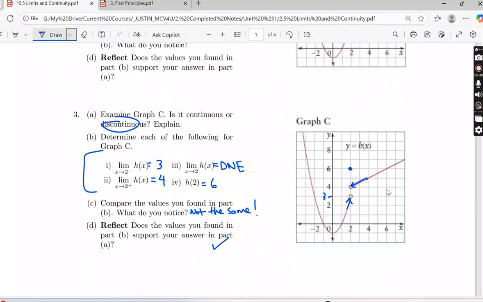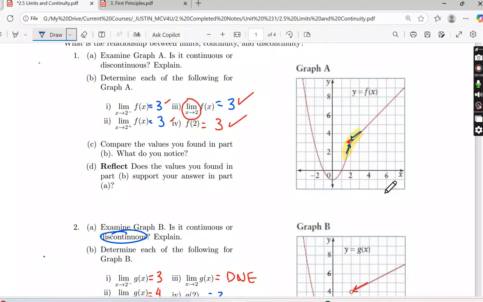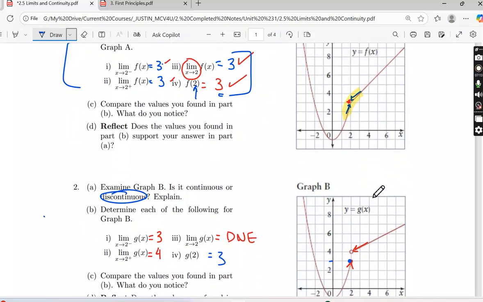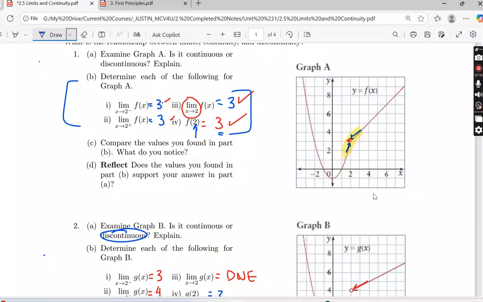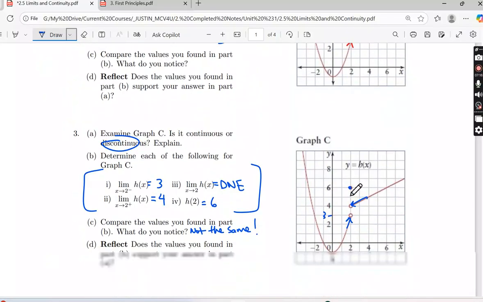So it's saying that if the limit as x approaches 2 from the left is a number, the limit as x approaches 2 from the right is a number, and they're both the same, and the value of f at 2 is the same as the limit, then we say it is continuous at x equals, in this case, 2.